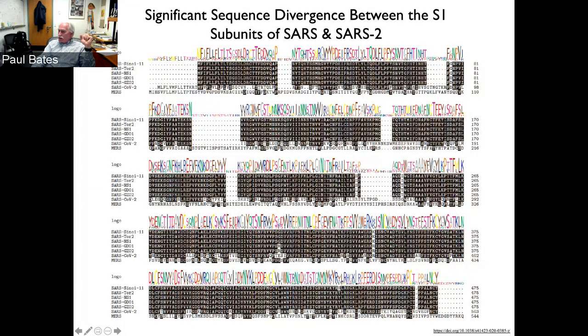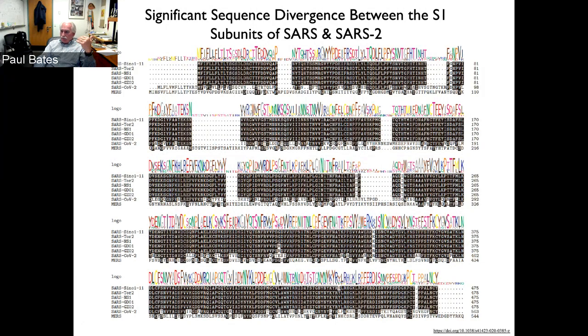Halfway into S1, the receptor binding domain is in this region here. You can see that although there are blocks of high conservation between, for example, this region here between SARS-1 and SARS-2, there are clearly regions that are significantly different. And there's an insertion in SARS-2 relative to SARS-1. So when you look at these regions overall, they are similar but clearly not identical.